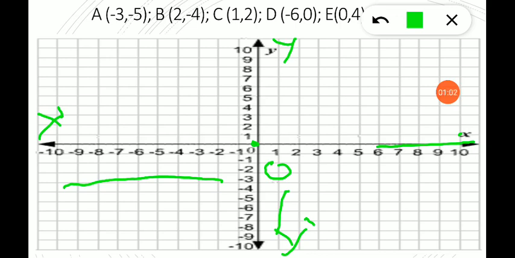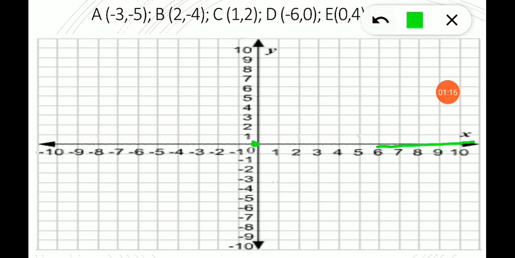So this much we have to plot, and we have to plot the numbers at equal distances in the graph. Now we will start plotting the numbers. The numbers are written on the top. The first point is A, which is (-3, -5). Always remember this ordered pair denotes the coordinate point. The first number represents x and the second number represents y.